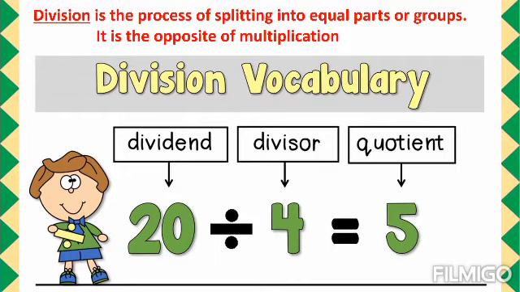Before we start class, I would like to give you first the definition of the word division. As you see here on the screen, division is the process of splitting into equal parts or groups. It is also the opposite of multiplication. And we have here, class, in number sentence, the division sentence 20 divided by 4 equals 5. The 20 is the dividend, the 4 is the divisor, and the 5 is the quotient. And this symbol is the symbol for division.